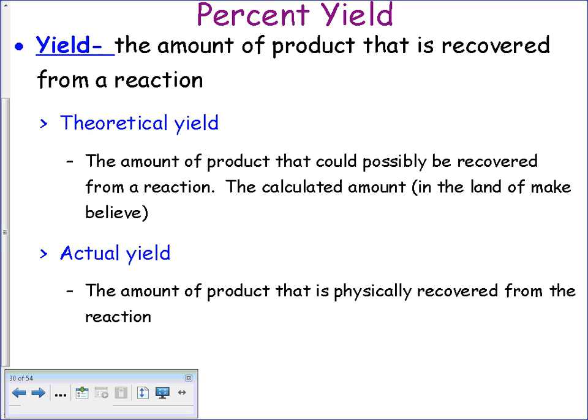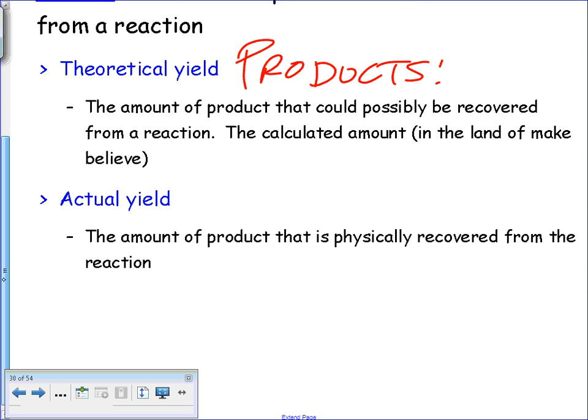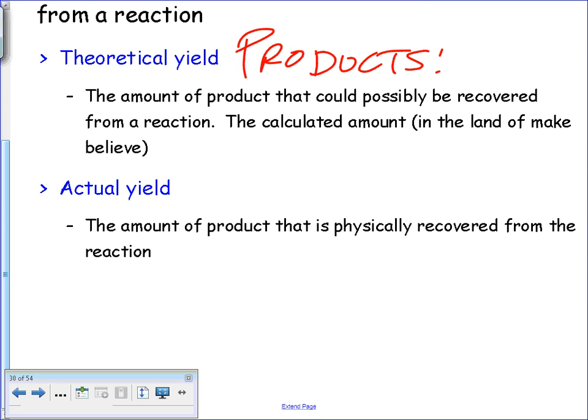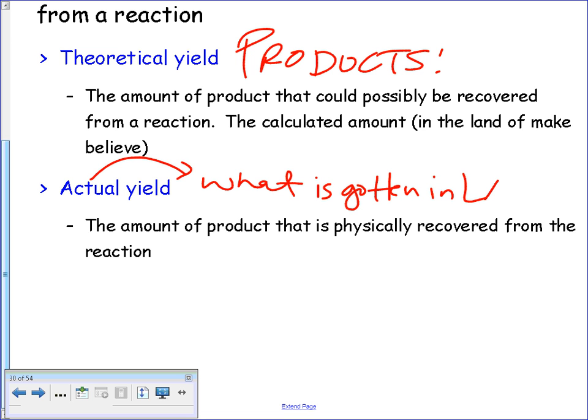So remember, yield is always referring to products. You yield products, you don't yield reactants. So that's in the land of make-believe, that's la-la land. We will never get perfect yield, but we always compare what we get to what we should have been able to get, because we're comparing to what we possibly could get. So what actual yield means is what is gotten in the lab.